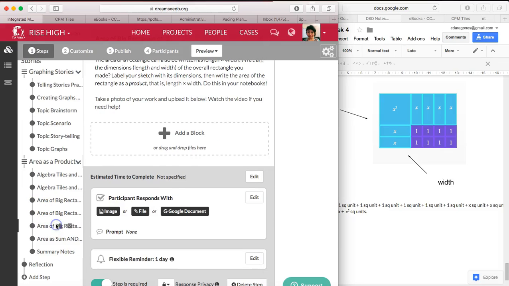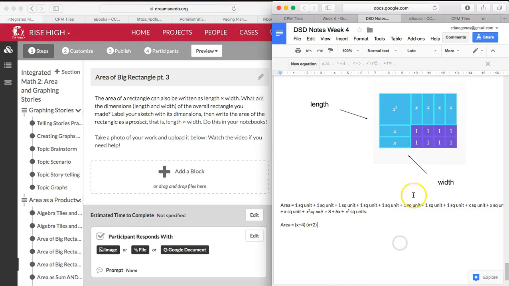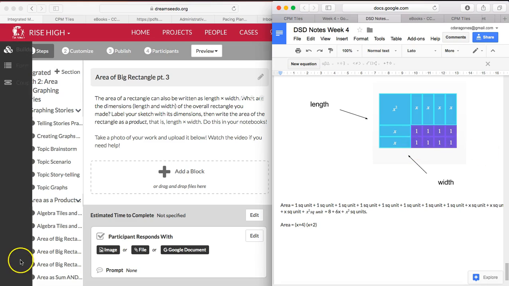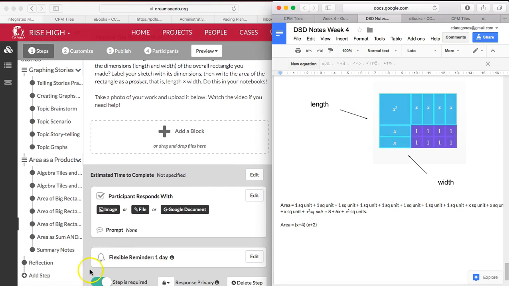All right, so hopefully you were able to figure out in the last step that your width was x plus 4 and your length was x plus 2. So length times width is x plus 4 times x plus 2. Really important here that you put your width and your length in parentheses to make sure you do your algebra correctly and classify, excuse me, this whole width as one, it's x plus 4 together. And then the length is x plus 2 units together.